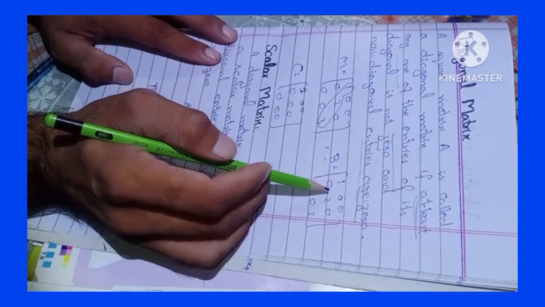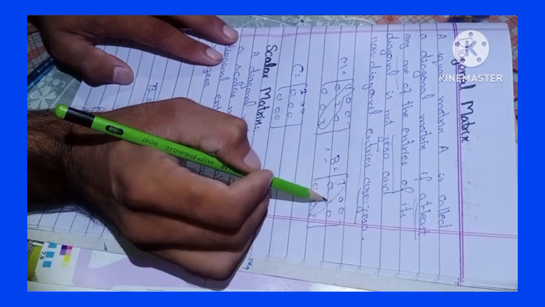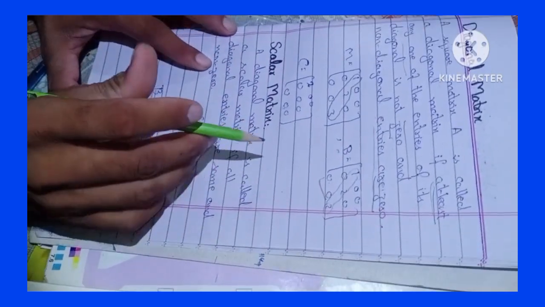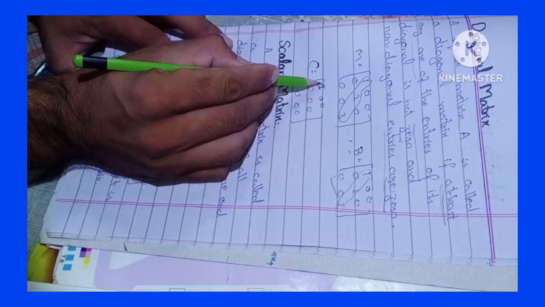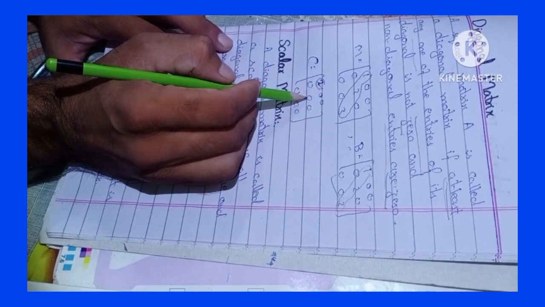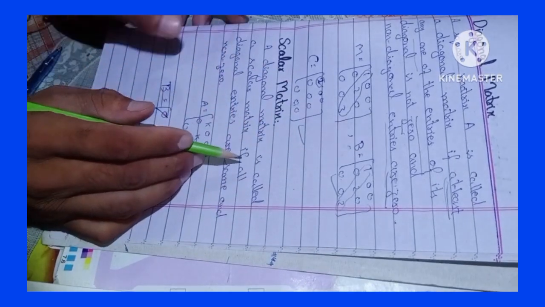The second matrix is B. Its diagonal entries are 1 2 2 and the others are 0. These are called diagonal matrices. In the third matrix, one entry of the diagonal is not 0 and the other entries are 0. These are also examples of diagonal matrices.